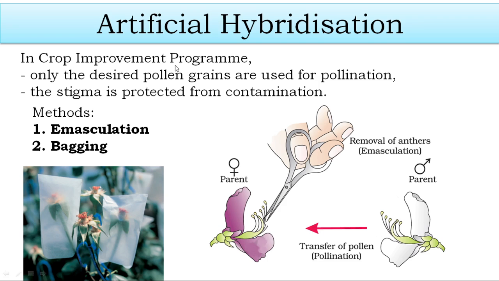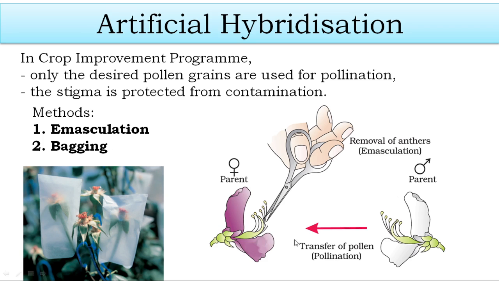In crop improvement programs, in artificial hybridization, what we need to do is we need to make sure that only the desired pollen grains are used for pollination, and you have to protect the stigma from contamination with undesired pollen grains. So there are two steps, two methods: emasculation and bagging.